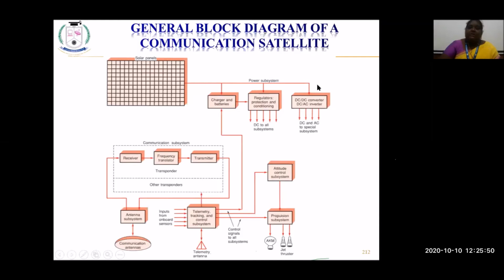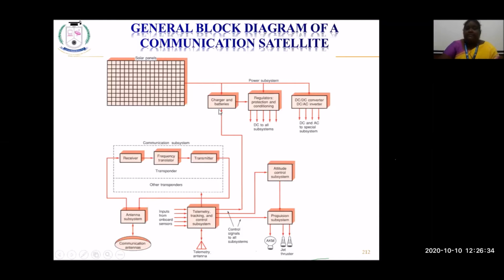This is the general block diagram of a communication satellite. The first is the communication subsystem, and the first and foremost one is the power subsystem. Where is the power obtained for the satellite? From the solar panels. We also have batteries here, which keep on charging. The power obtained from the solar system is given to a regulator for conditioning the voltage levels, and from the regulator the DC voltage is supplied to all the other subsystems as a DC signal.